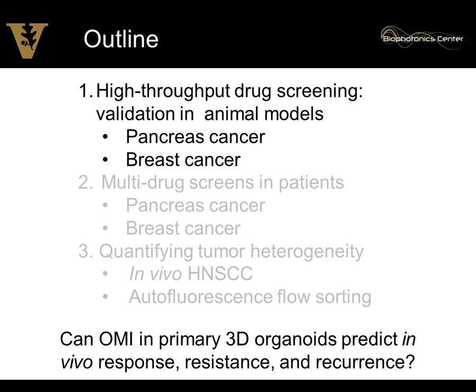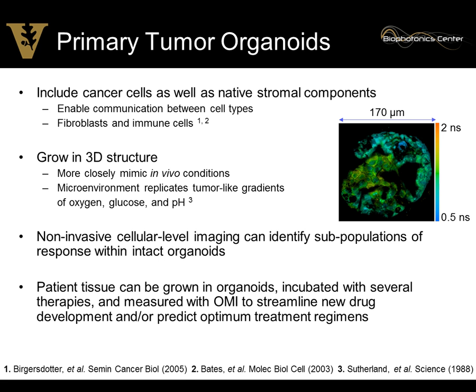Okay, so the question we're asking here is whether optical metabolic imaging, which is just fluorescence imaging of NADH and FAD, in these primary 3D organoids, when I say primary, that means that these cells never touch plastic. So we just take them out of the animal and grow them in a 3D matrix. We want to know if these can predict in vivo response, resistance, and recurrence in a mouse model.